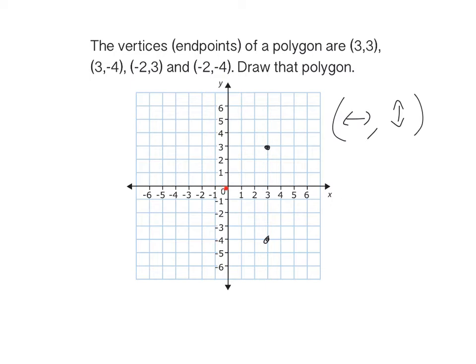Okay, starting in the center again, (-2, 3). Got to go left 2 and then up 3. And then lastly, (-2, -4). Starting here, we're going to go left 2 and then down 4. Okay. So we've drawn it.